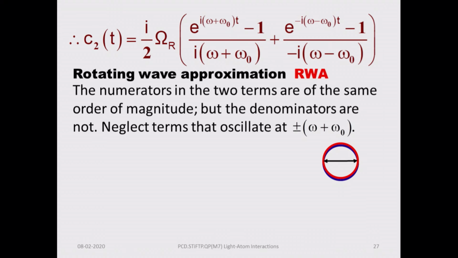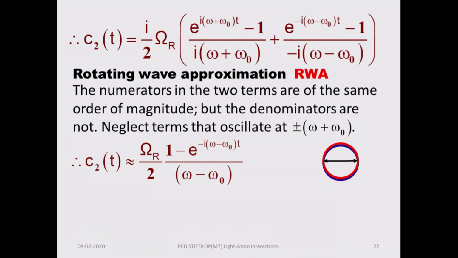So, it is quite understandable that you can ignore the term in omega plus omega 0 because that will not contribute very much to this interaction process. So, this is called the rotating wave approximation, and in the rotating wave approximation you ignore that term, and the remaining term, after you take care of the minus sign, you cancel this i with this i over here, but then there is a minus sign here. So, instead of this term minus 1, you get 1 minus the other in the numerator, all right.